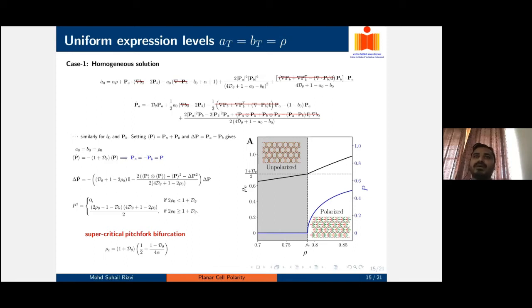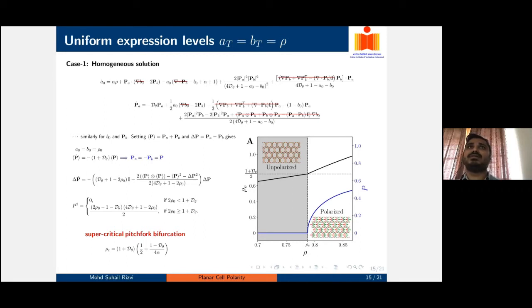and in this particular solution, what we observe is that when the protein levels are below a threshold, that is rho C in this particular plot on the x-axis, so below this value, the cells are not polarized. So the blue curve actually shows the magnitude of polarization. But when the protein levels are above this critical threshold, then cells start to polarize. So this is actually characterized by a supercritical pitchfork bifurcation.